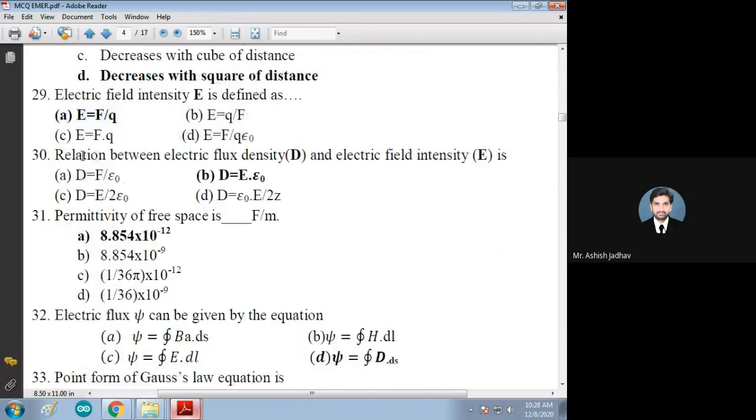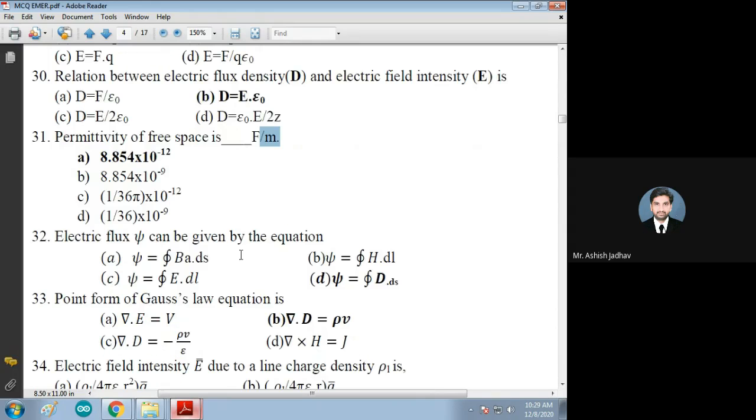The relation between electric flux density and electric field intensity is D is equal to epsilon E. D bar is equal to epsilon E bar. Okay? So you should select this one. Permittivity of free space आपल्याला माहित आहे, it is 8.854 into 10 raised to minus 12. Unit is farad per meter. बऱ्याचदा तुम्हाला ही व्हॅल्यू देतील, युनिट विचारतील, you should be able to select the unit, proper unit.